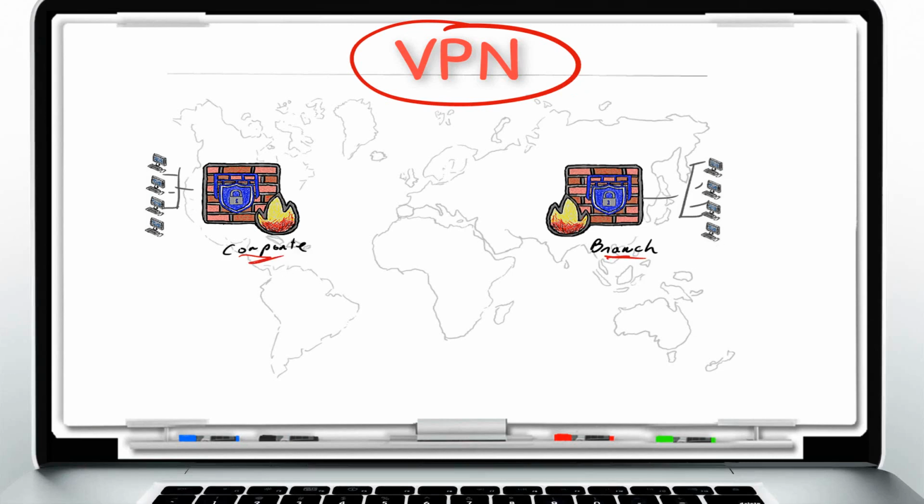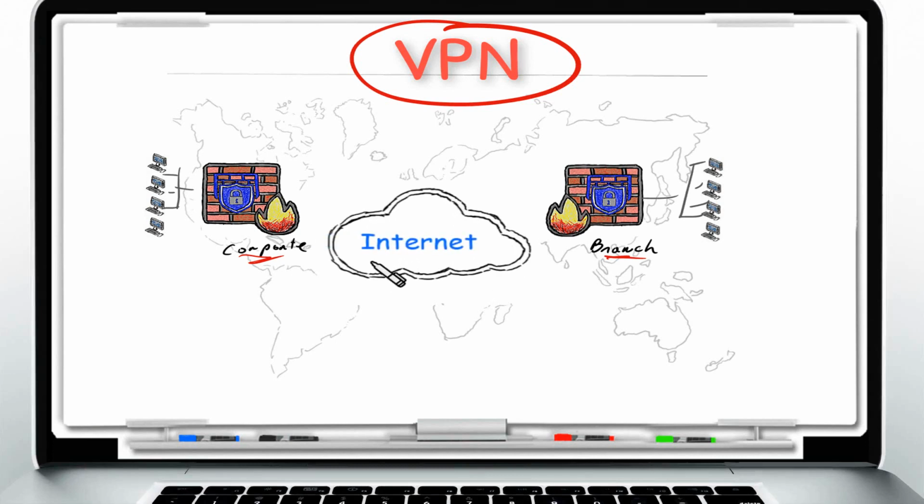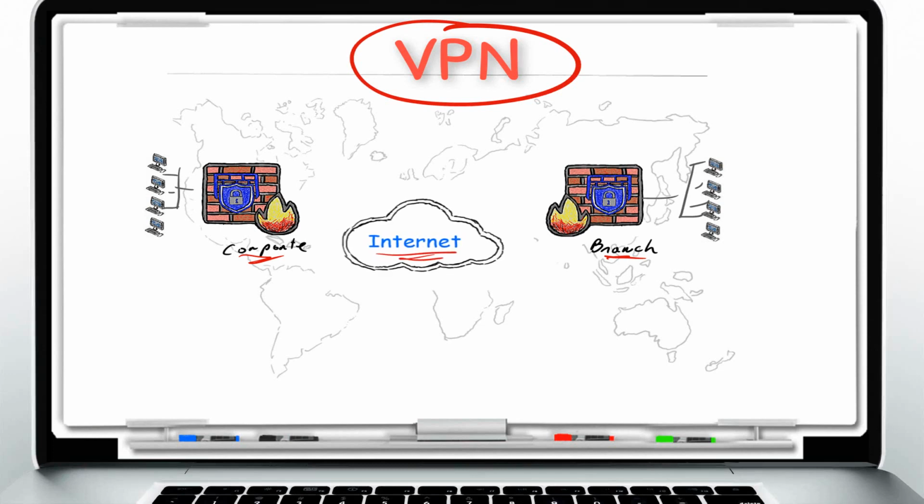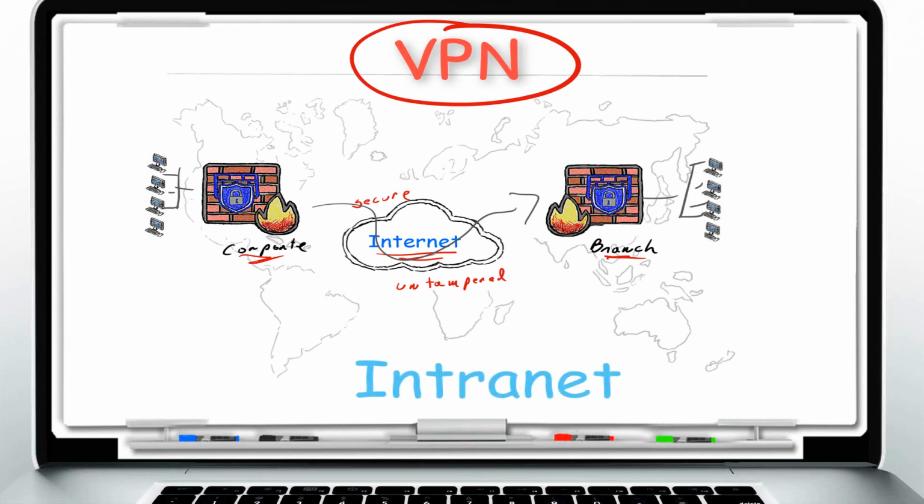A company might have multiple offices in various locations and sites, and in order to correspond across vast distances, they will send the data over the internet, and they will need to guarantee that the data will be kept secure and untampered. This is what is commonly referred to as an intranet. An intranet is a private network that a company uses to exchange information securely over the internet.